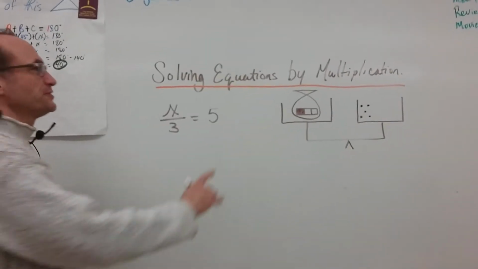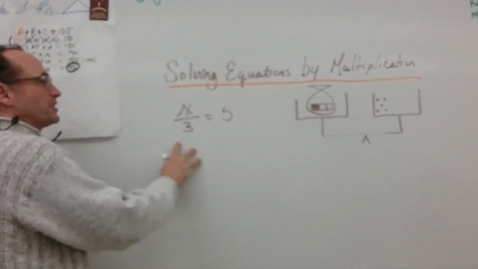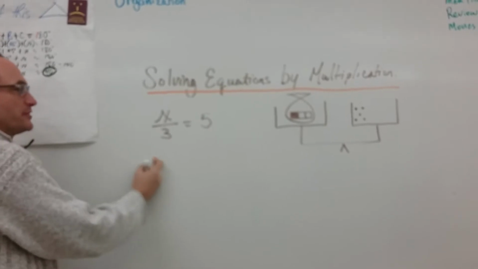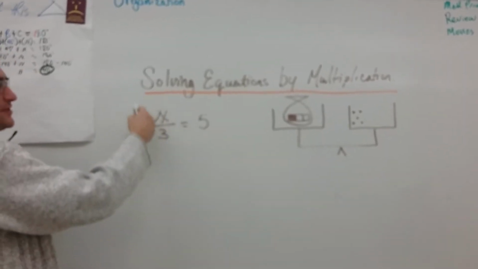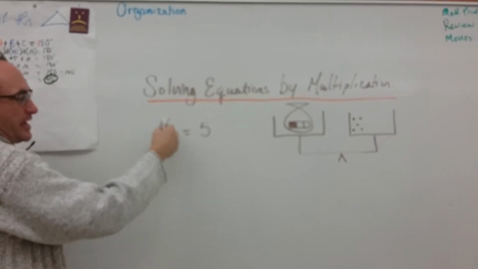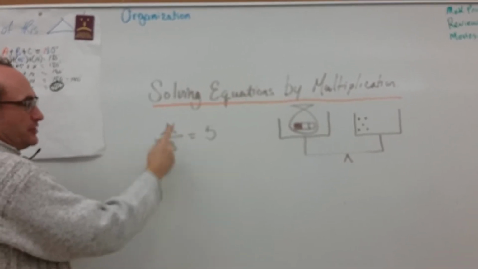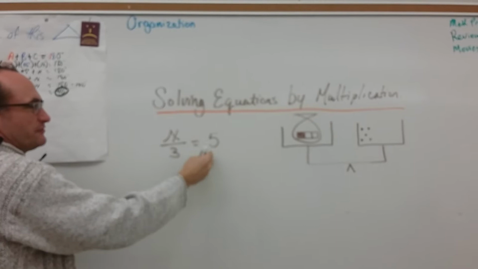Okay, solving equations by multiplication. I have an expression that is x divided by 3, which equals 5. So in the simplest terms, that means there is something, but you don't know what it is, and you're dividing it by 3, and when you do that calculation, it ends up being 5.